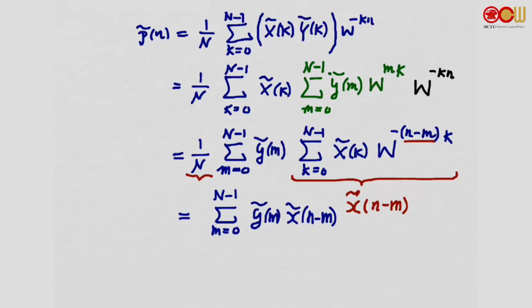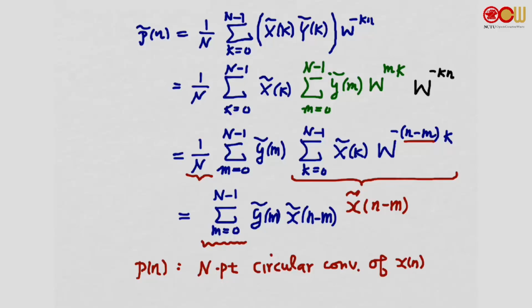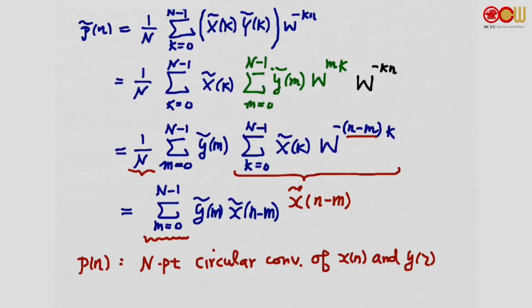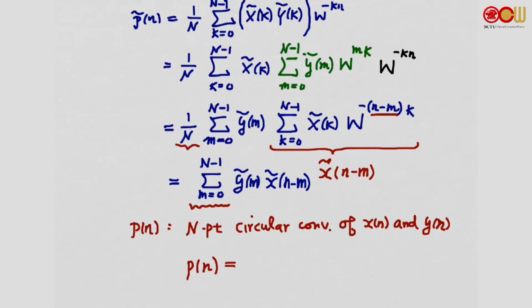But this is convolution in a different way because the summation here only goes from 0 to N minus 1. And this is a different kind of convolution. This is what we call N-point circular convolution. P[n] is what we call the N-point circular convolution of x[n] and y[n]. We use the notation p[n] equal to x[n] circular convolution N y[n] to indicate that p[n] is the result of an N-point circular convolution of x[n] and y[n].